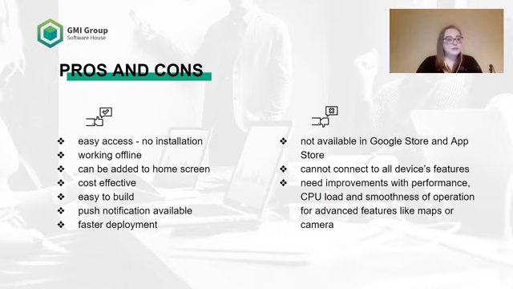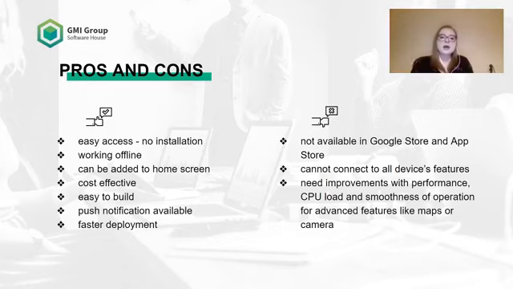Also, it's cost effective. I think it could be the cheapest of the three apps that we will be talking about today. I know that the price mostly depends on the features that you want to implement. It may happen that a native app could be cheaper than some progressive apps, but I think that in general the cost of the progressive app is lower than other apps. Also, it's easy to build and faster to deploy. So something we'll be talking about in the next applications.